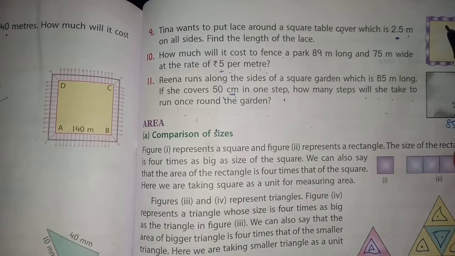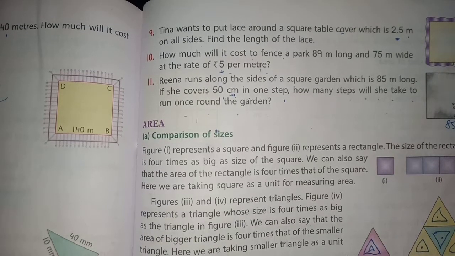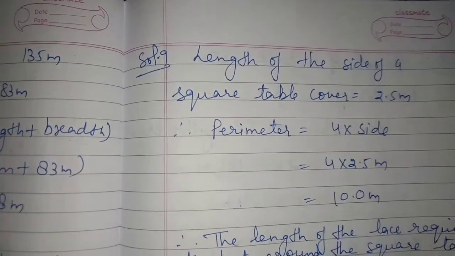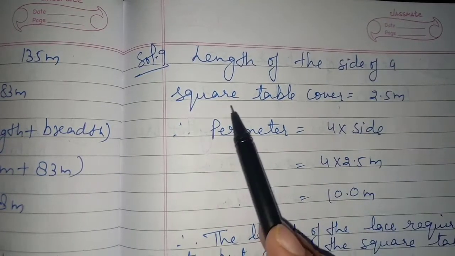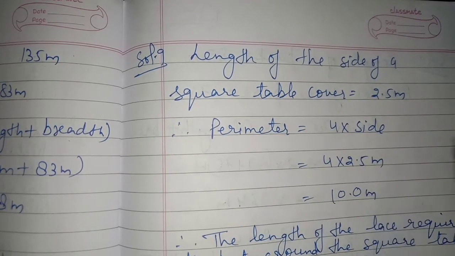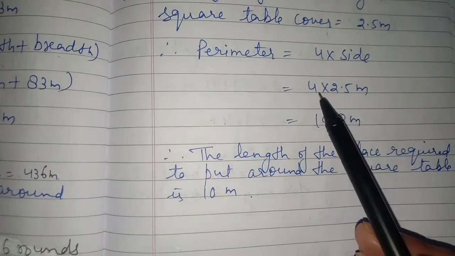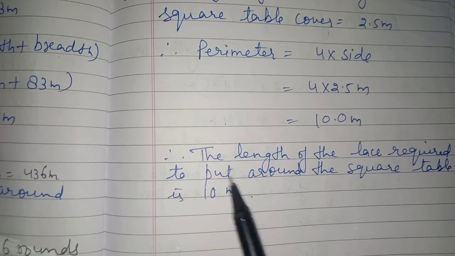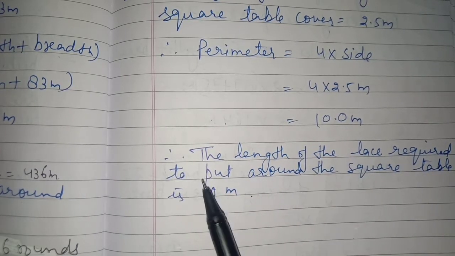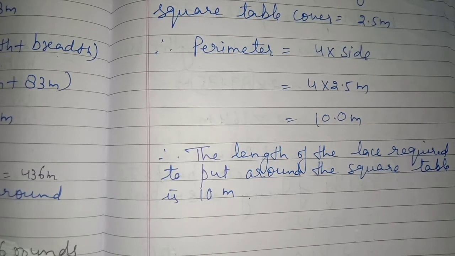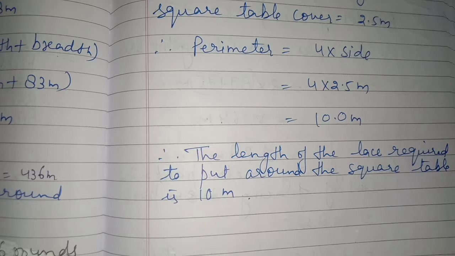Now as she has to put the lace all around, means she has to cover all the sides. It means she needs to find the perimeter of the square table cover. So the length of the side of the square table cover is 2.5 meter. Therefore perimeter will be 4 multiplied by side because it's a square table cover. So 4 multiplied by 2.5 means 10.0 meter, or you can say 10 meter. Therefore the length of the lace required to put around the square table is 10 meter, because whatever is the perimeter, that will be the length of the lace required.